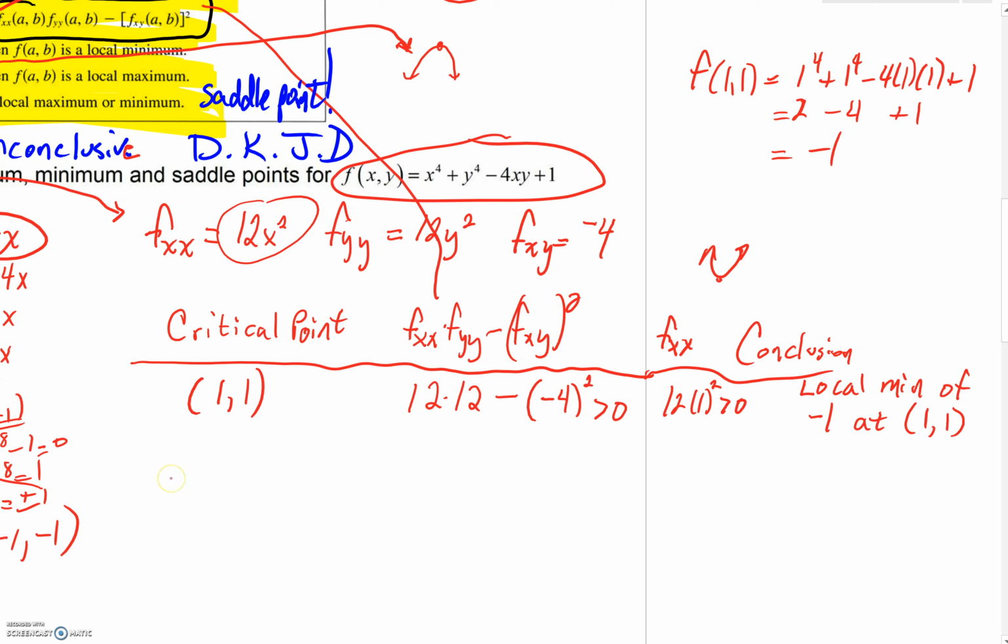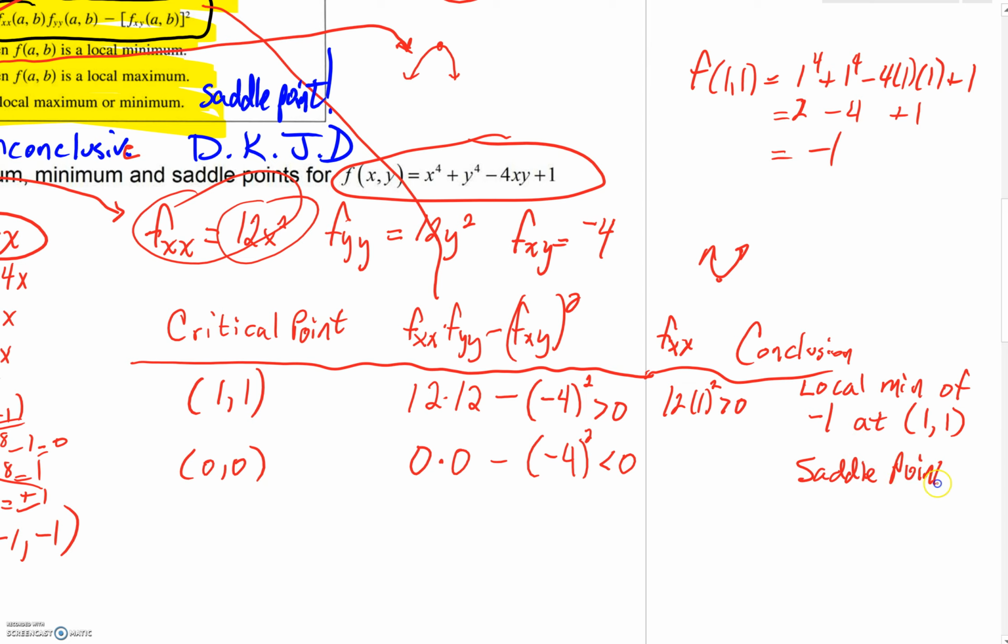Guess what? We're going to do the same thing with these others. Let's plug in (0, 0). My goodness, the second derivative with respect to x right here, that's a 0. 12 times 0 squared. 12 times y squared, well, 0 squared, that's another 0. And this right here, that's a negative 4 squared. You can see what's going to happen, guys. This is going to be 0 minus 16. That's negative 16. It's less than 0. This means we've got a saddle point.